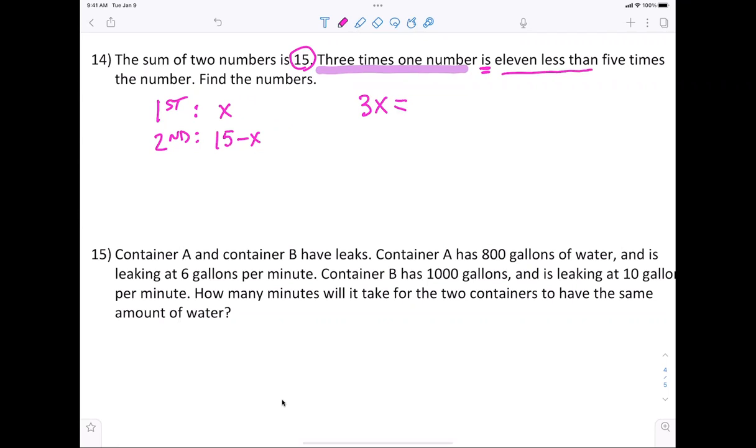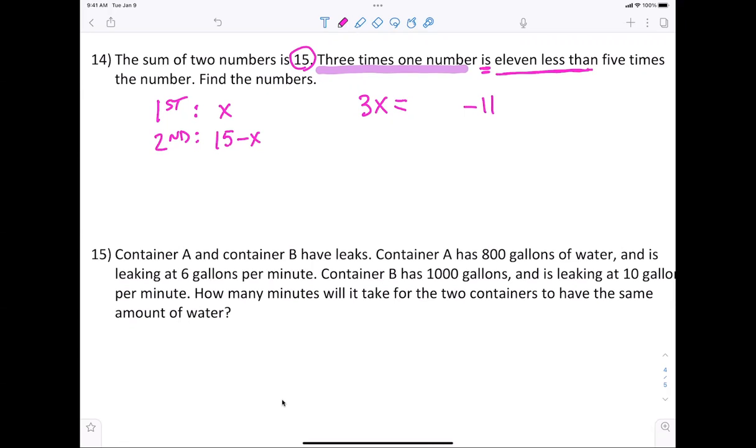11 less than 5. So no, 11 less than. What does that mean? That means it should be 5 times the number first. Yes, but I would like for you to say for me, 11 less than means minus 11. 11 less than what? Less than 5 times x.